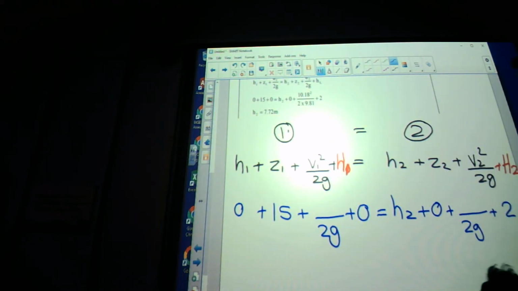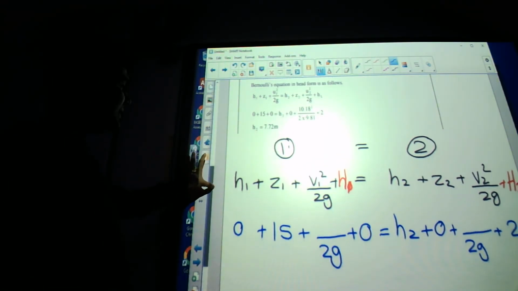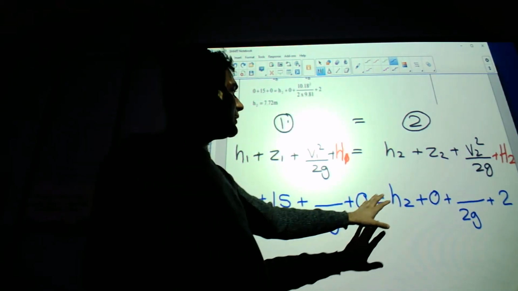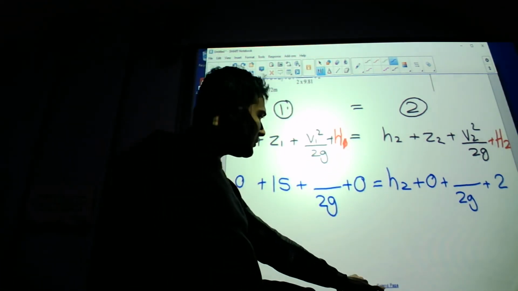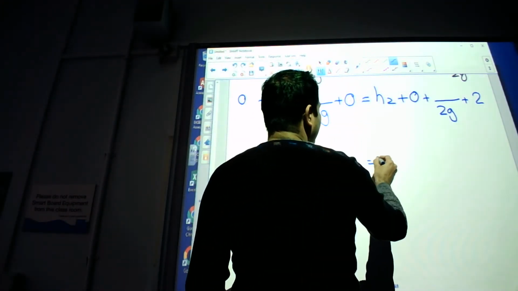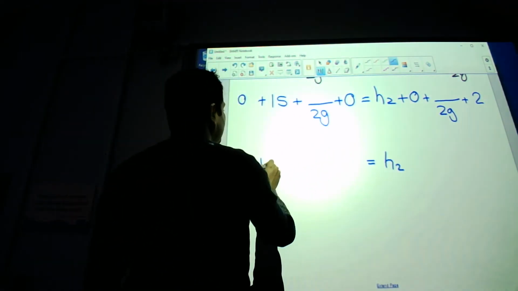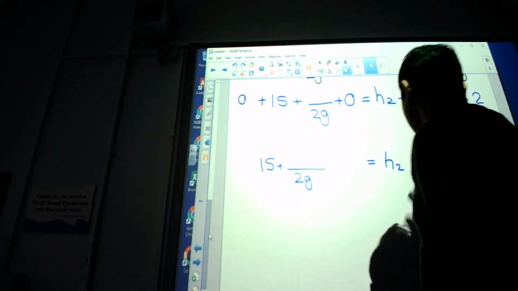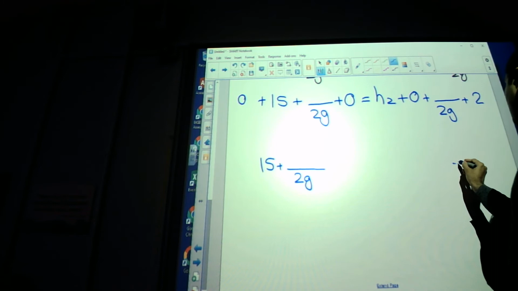Now I don't have V1, velocity 1, and I don't have velocity 2. If I find these two velocities, here and here, I can put them in, and everything will be sorted, and I can find the equation. Let's solve this equation a little bit more before we put that in. So H2 is the one I'm trying to figure out. So that H2 is there. On this side, I just got 15 plus something over 2g. Let me rub this H2 and just put it across here.